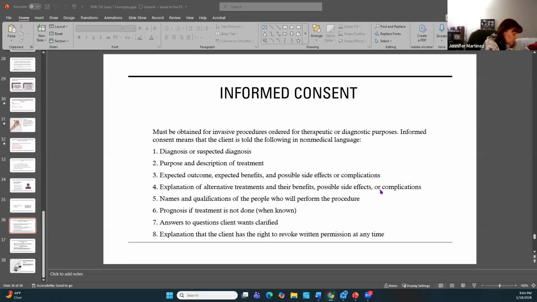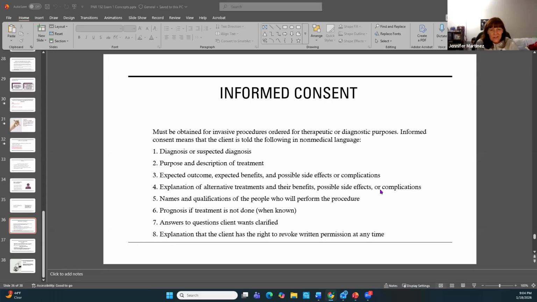They also need to be told what their options are. What are their alternative treatments? If I decide I don't want to have surgery, what other options for care do I have? As well as their benefits, their side effects, their complications. The names and qualifications of the people who will perform the procedure. So if I'm going in to have surgery, then I should be told every person in there. If it's my doctor and a physician's assistant or another provider in there, then I should know who is going to be involved in this procedure.